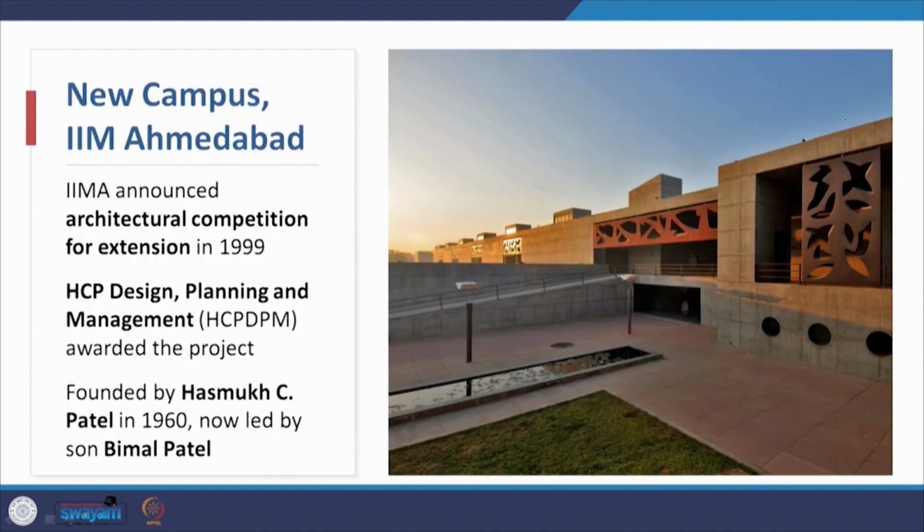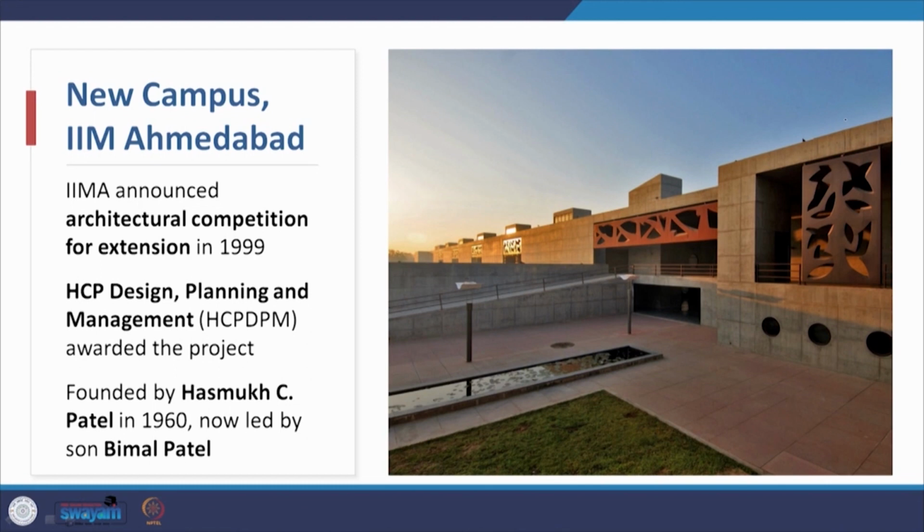Now the new campus, let's move on forward to the next stage, and that was the design of the new campus of IIM Ahmedabad, which is done by the HCPDPM, Hasmukh C Patel Design Planning and Management Consultancy firm, and Bimal Patel is the lead architect. IIM Ahmedabad announced the architectural competition for this new campus in 1999. HCPDPM were awarded the project, and this firm was founded by Hasmukh Patel in 1960 and is now led by his son Bimal Patel. You might know that Bimal Patel is the lead architect.